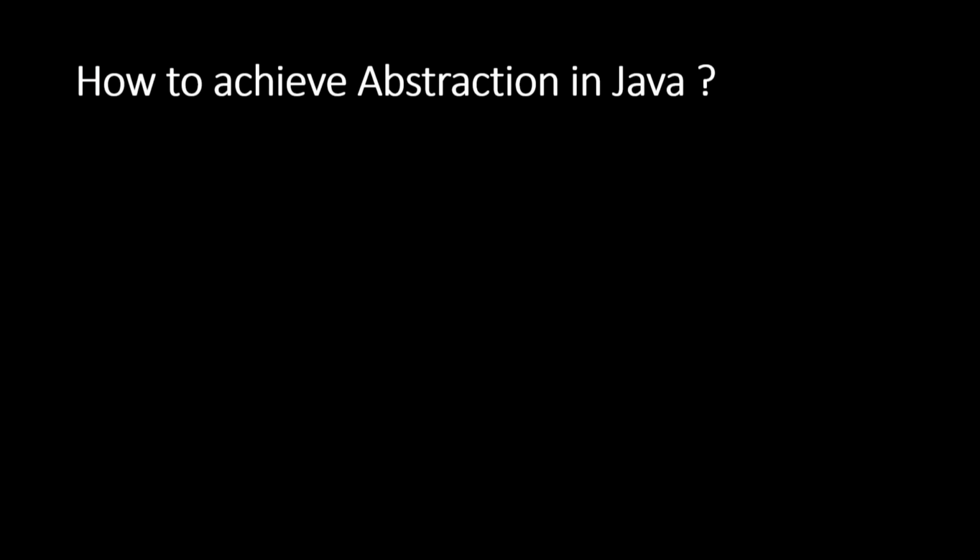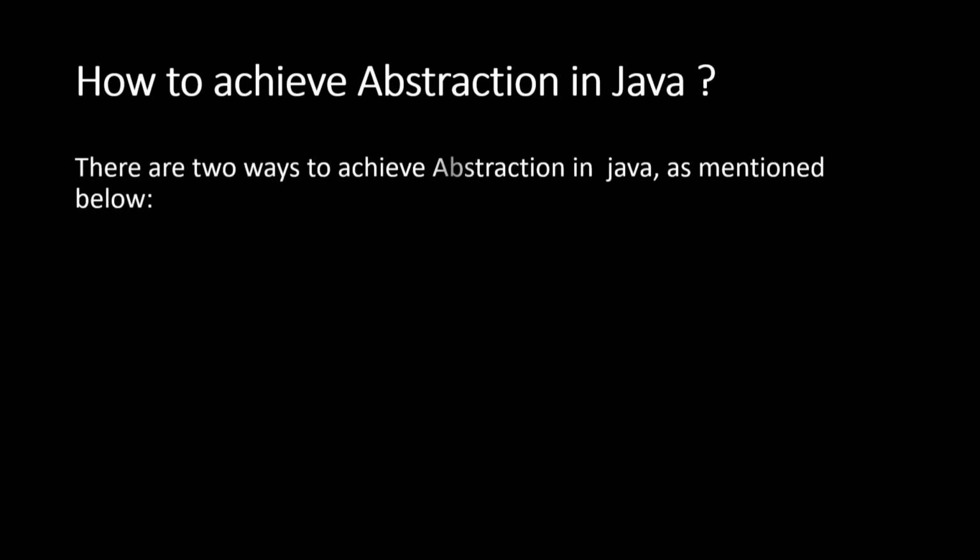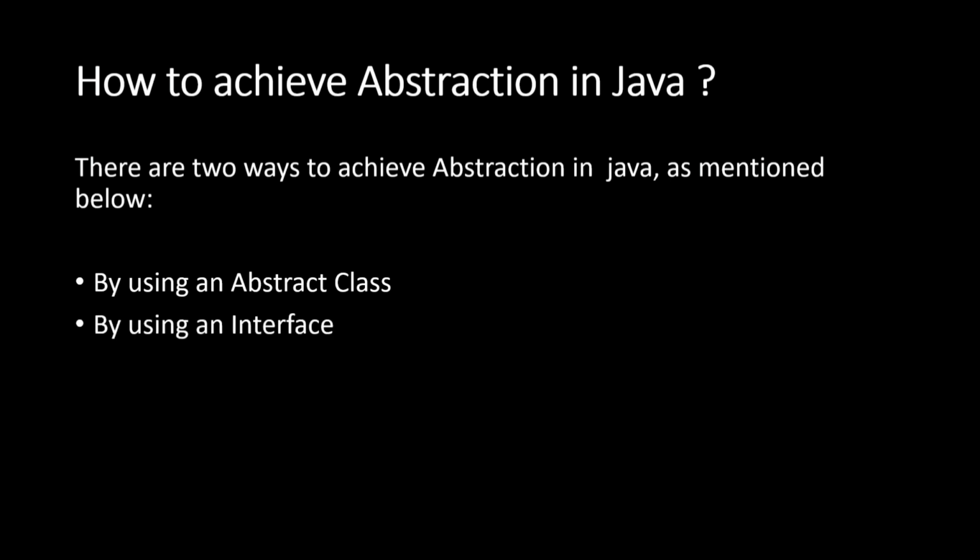An abstract class can be extended using the extends keyword. How to achieve abstraction in Java? There are two ways to achieve abstraction in Java, as mentioned below: by using an abstract class, and by using an interface.